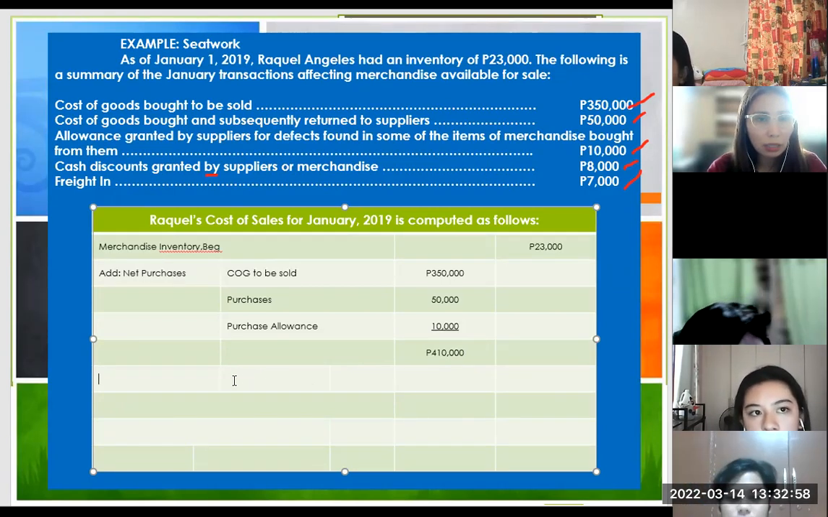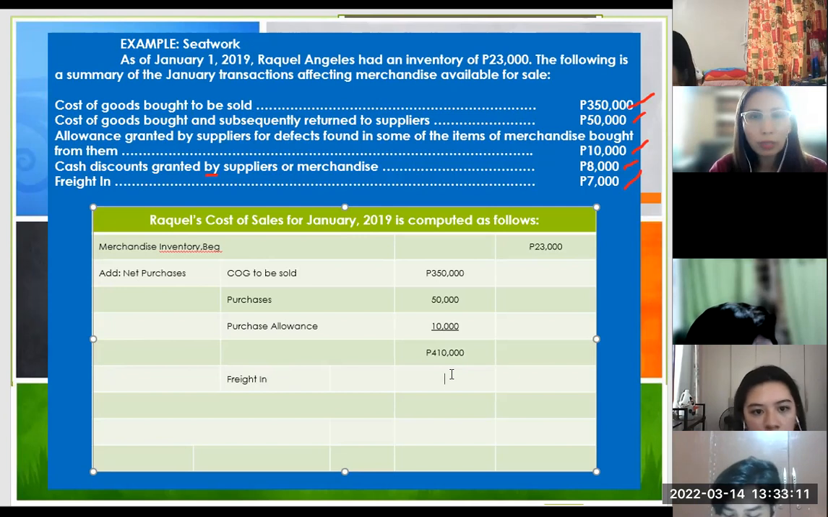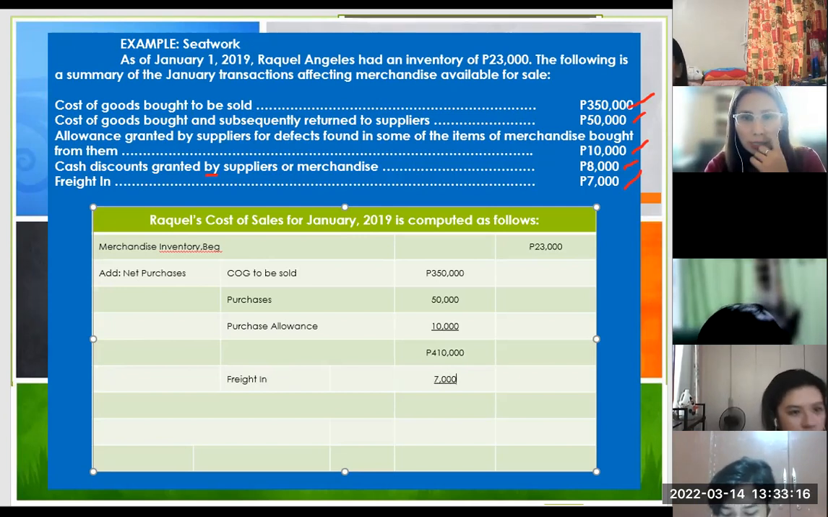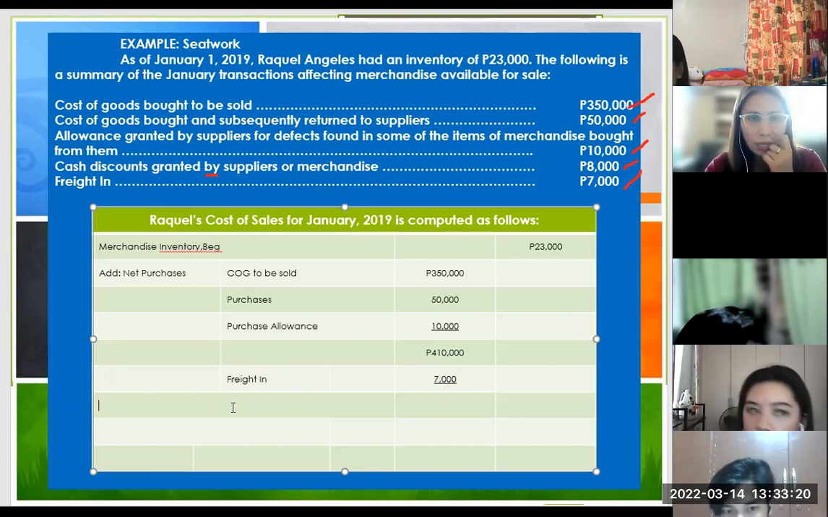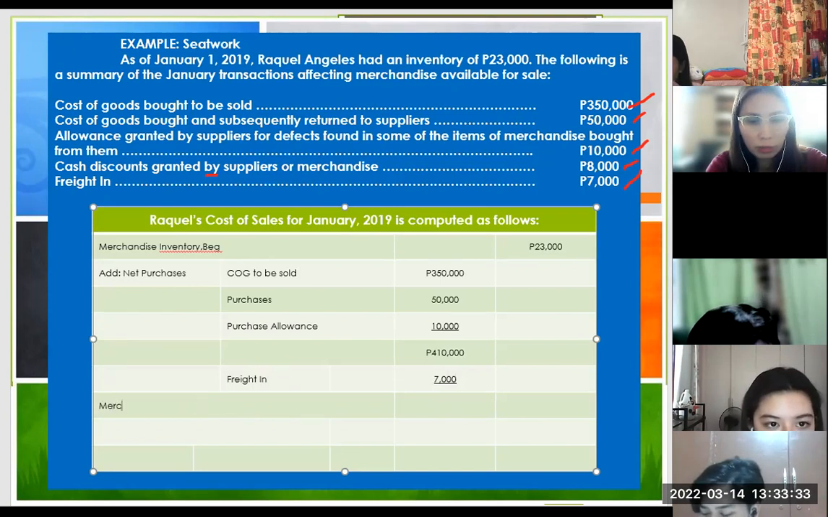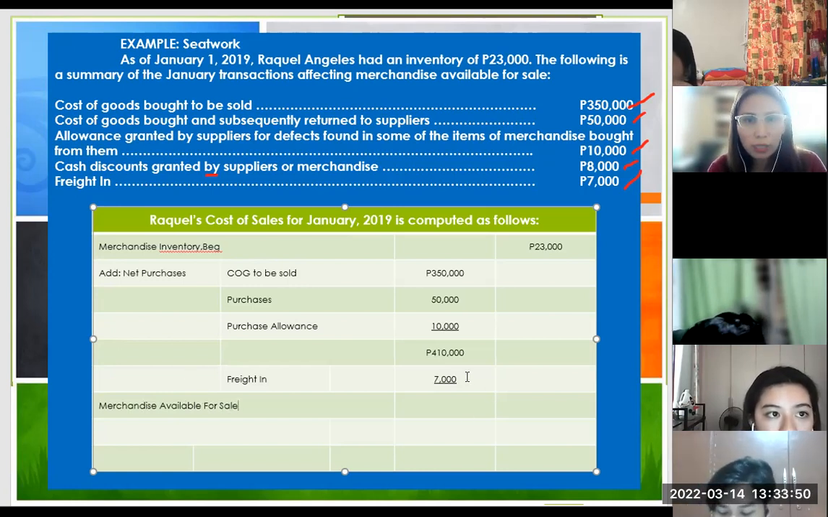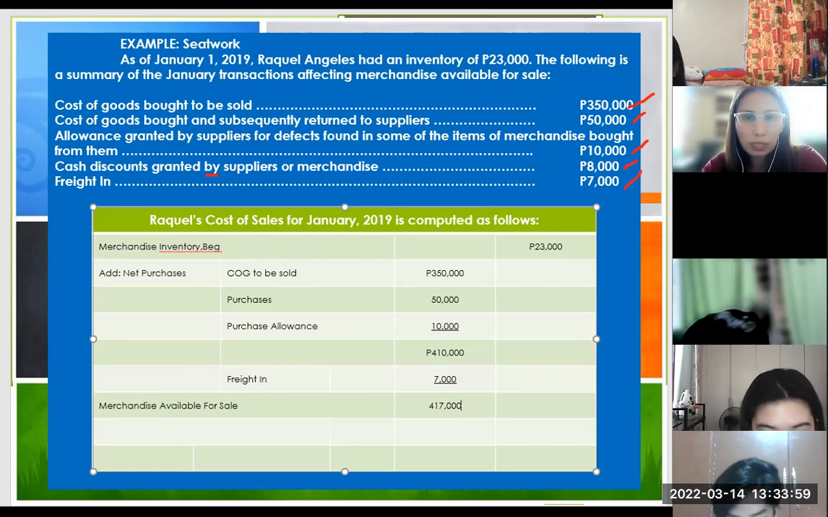Now, kailangan natin add ulit yung ating freight in. So, freight in, ina-add yan. Magkano yung ating freight in? We have 7,000 pesos. Lagay natin yan dito. So, we have merchandise available for sale, 417,000 pesos.